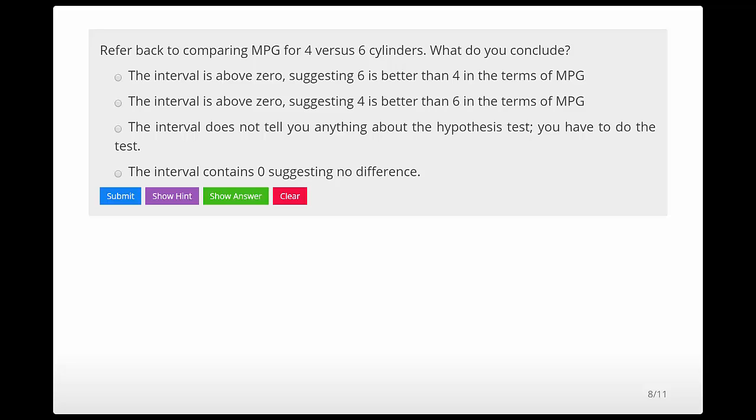answers: the interval is above 0, suggesting 4 is better than 6 in terms of miles per gallon. This is also not a terribly stunning conclusion. Everyone knows that if you have fewer cylinders, the cars tend to get a slightly better gas mileage, though maybe aren't as zoomy.